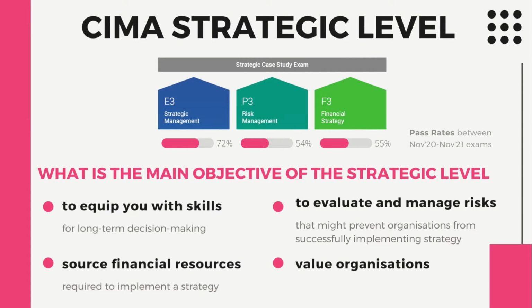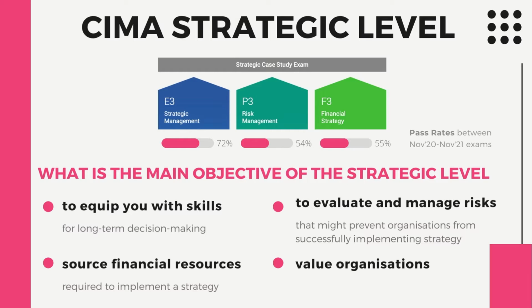So before we dive in, let's understand where we are in terms of the whole scope of things and look at the bigger picture of the CIMA exams. F3, it's part of the strategic level. Now the strategic level consists of 3 objective tests and 1 case study. The objective tests have to be taken and passed before moving on to the case study exam.